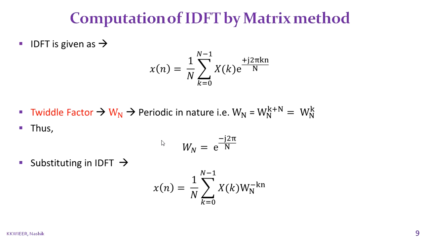Similar to DFT, you can write IDFT as well in terms of the twiddle factor, which will look like this. In the case of DFT, you have a positive sign, WN raised to the power positive kn. So obviously this sign will reverse in IDFT, that will become negative.